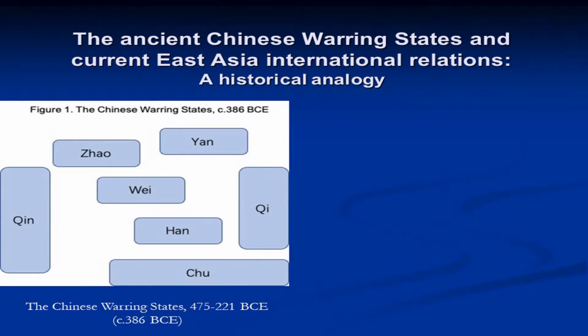More than 2,000 years ago. So basically, I tried to draw a historical analogy between the ancient Chinese Warring States period, during the 5th to 3rd century before the Common Era, and current East Asian international relations. So here is a sketch map of the ancient Chinese Warring States with 7 states.